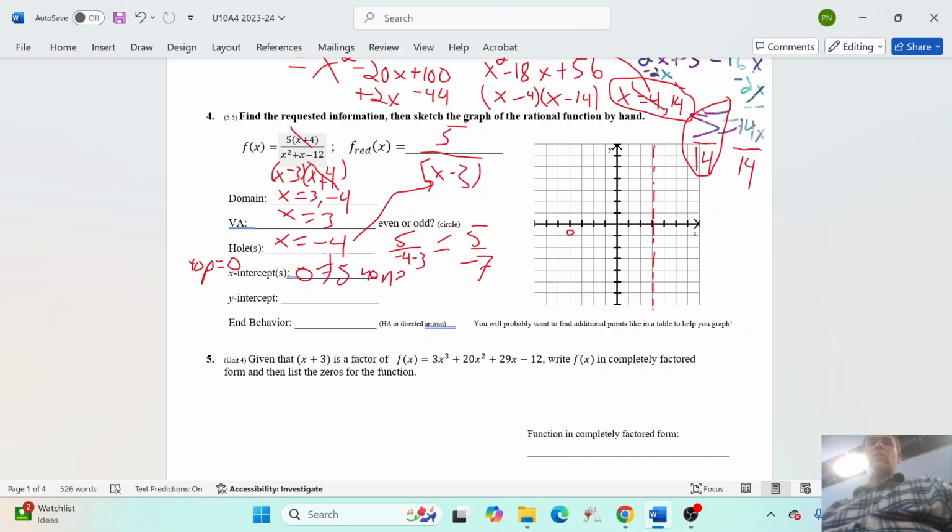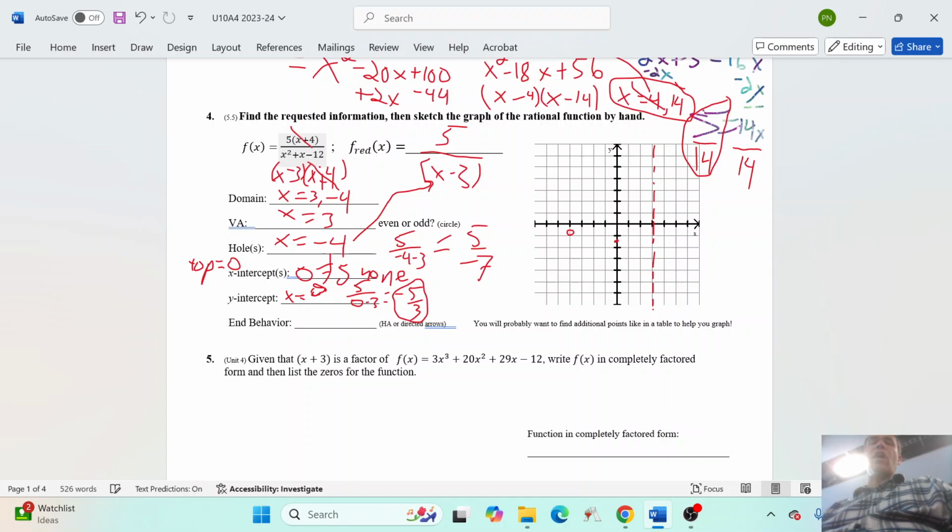It's going to be none. And the y-intercept, where it crosses on the y-axis, is you set x equal to 0. And so if you set x equal to 0, that's going to be from our reduced function 5 over 0 minus 3. And 5 over 0 minus 3 is negative 5/3. So that's going to be where we have a y-intercept. So that's just a little bit over 1, so right about there.